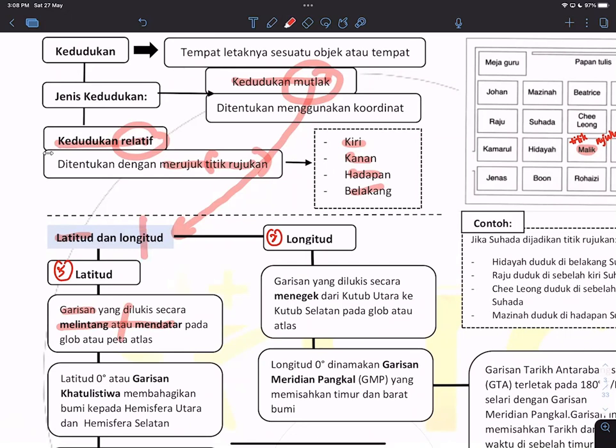Okay, so usually this is how you try to write T, right? How do you write out T? Melintang, menegak. So that's why melintang, menegak, this is what we call coordinate, which is GPS. Okay, so remember, longitude is garisan menegak.